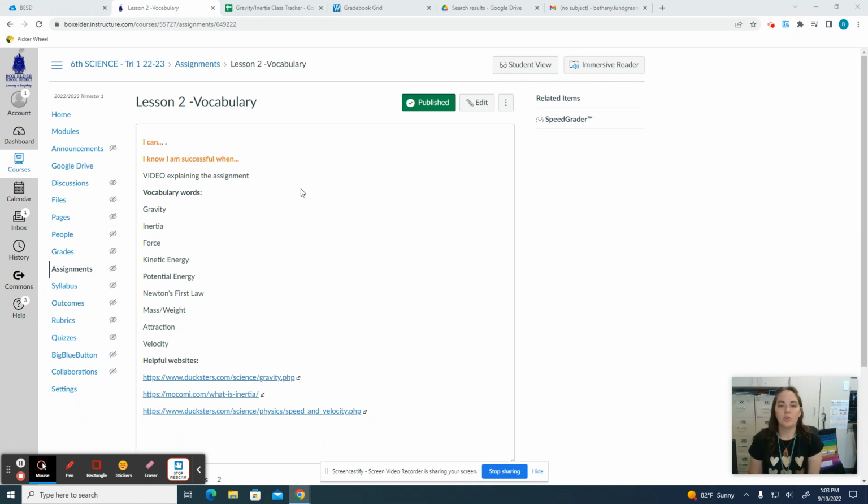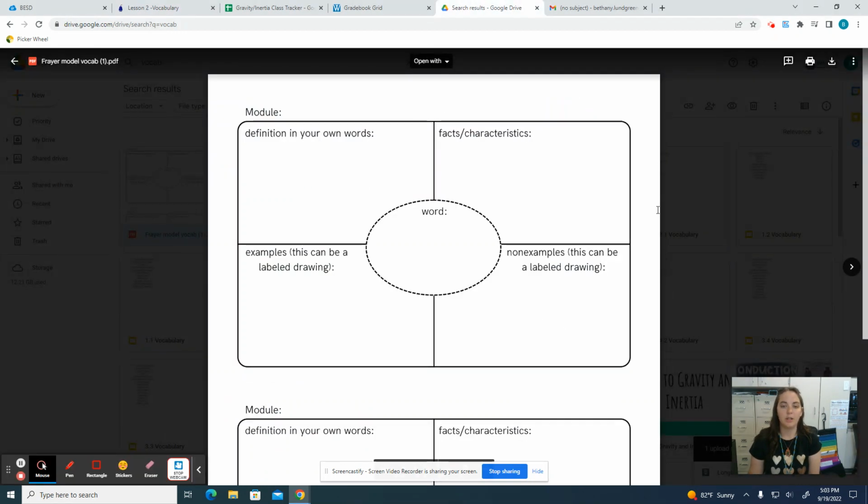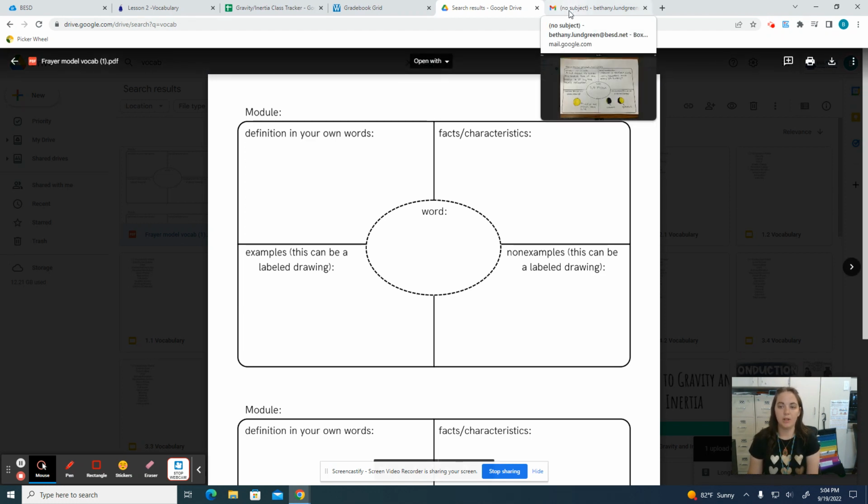So once you choose your 2, go to the supply shelf and you're going to get a vocabulary word sheet that looks like this. You're going to need 2 of them because you're doing 2 words, remember? 1 for each word. I want to show you an example of one that I did so that you can see what I expect.